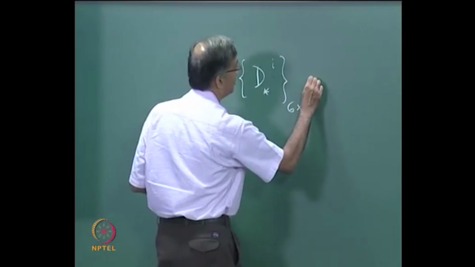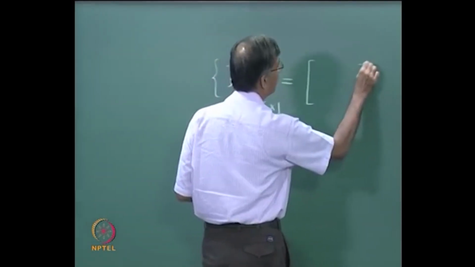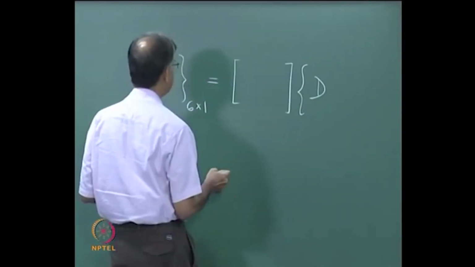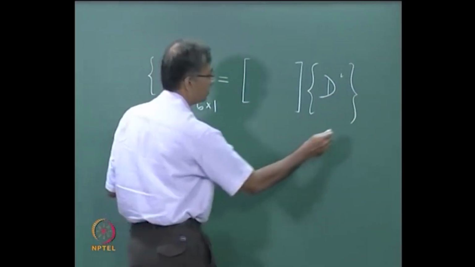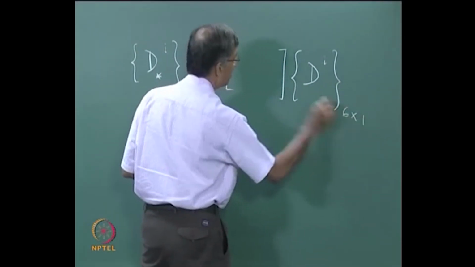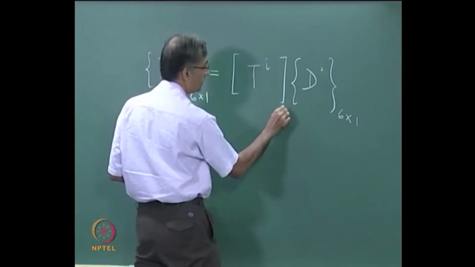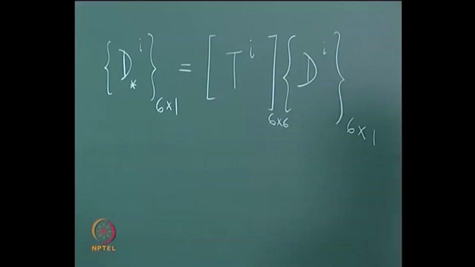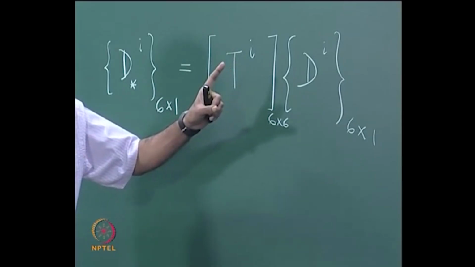And what we are saying is this you get by transforming, and this is the transformation matrix. You are transforming something else. What are you transforming? Ti. This matrix is the transformation matrix which I call Ti. Obviously this has to be 6 by 6. But there is some nice property about this matrix. What's the nice property?